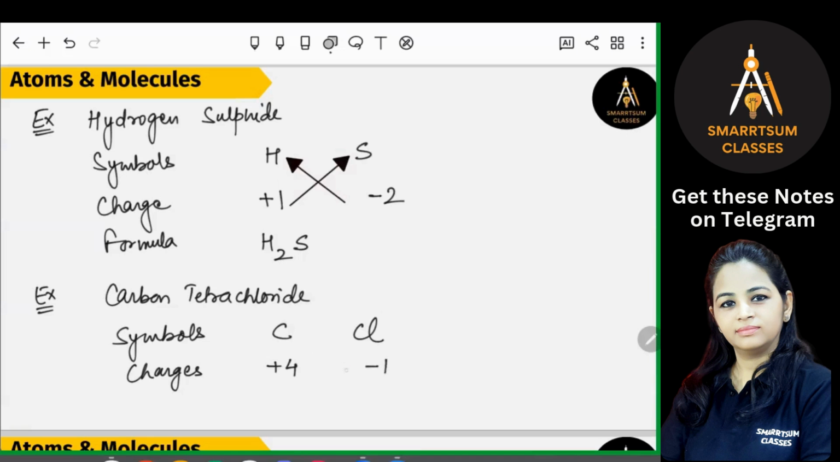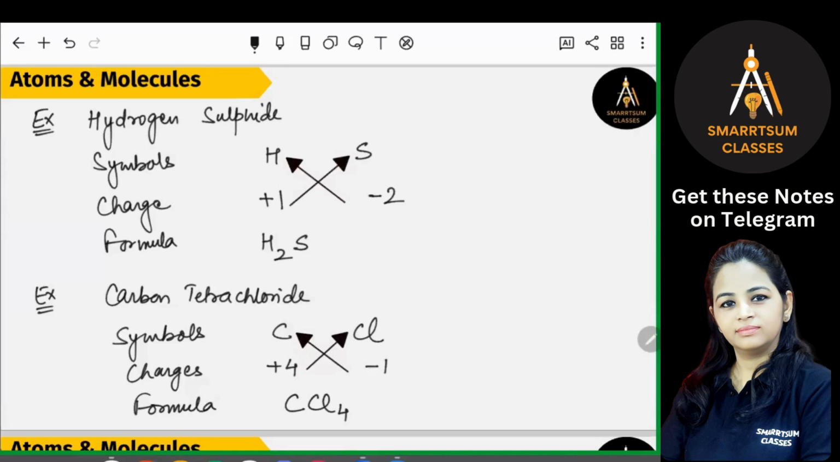Okay, then we use the crisscross method. Okay, and valency will be interchanged, right? So we will write C, since it is 1, we do not need to write 1 here, and Cl, and it is 4, so we will write down here 4, right? So what will be the formula? Carbon tetrachloride is CCl4, right?